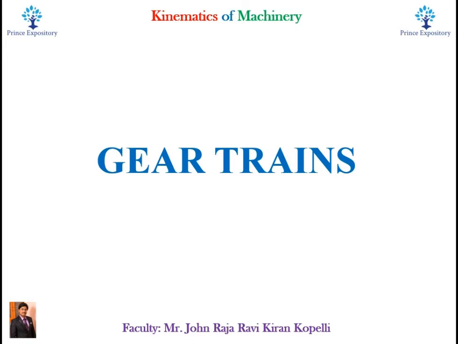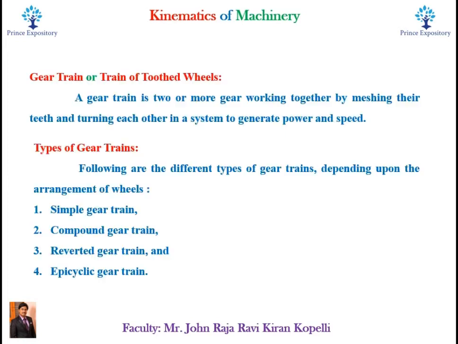In this video, we will learn about gear trains. The combination of two or more gears meshing with one another to transmit power from one shaft to another is called a gear train or train of toothed wheels. A gear train is two or more gears working together by meshing their teeth and turning each other in a system to generate power and speed.